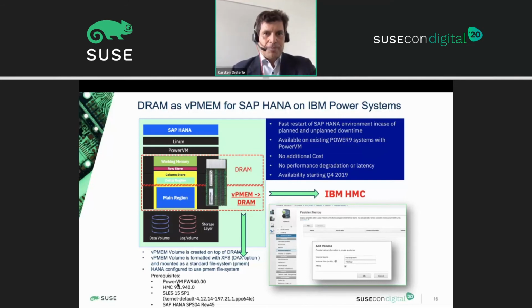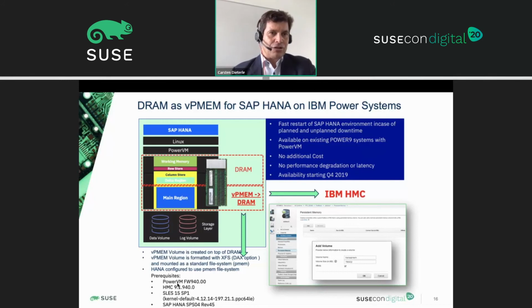We use the same technology. With that, when you use the same technology, you have no performance degradation or latency degradation, and this is available since last year, and it's configured per LPAR and via our HMC. So the requirements you see there below, it was introduced with SUSE 15 SP1. That was the first release, and you have to use HANA 2.0 SPS 04 revision 45 to provide this functionality as well to a high performance, highly available HANA system.